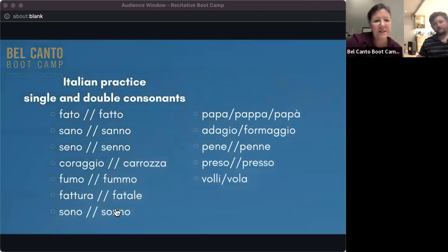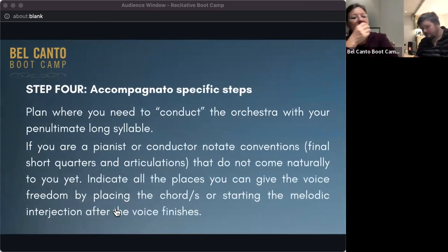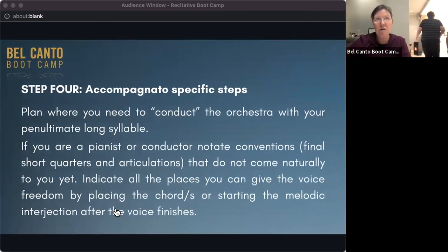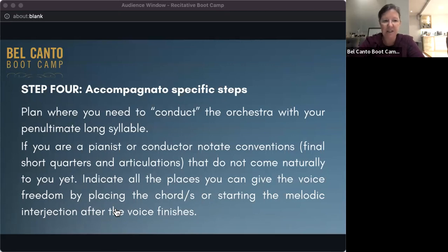Okay. So step four, here we are moving on to something that is specific to pianists and conductors, but it's good for you to know because you sing as well, and you need to help. Please remember that when all of this music was sung, there was no such thing as a conductor. So we say you conduct the orchestra with your penultimate long syllable. It helps us to understand where to place the chord.